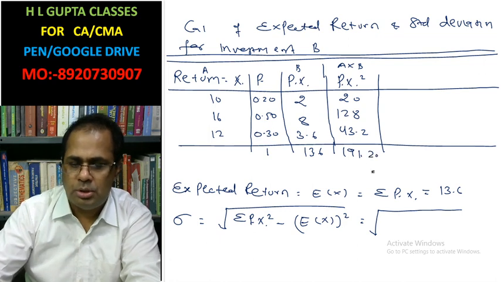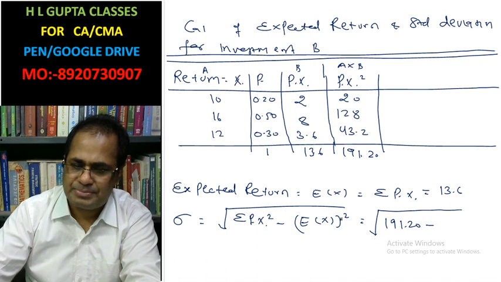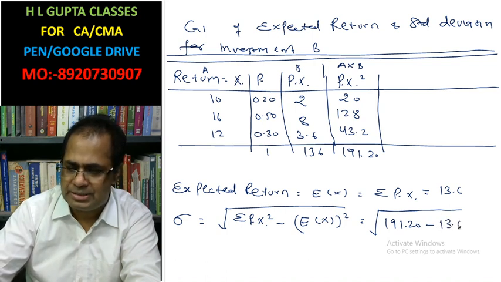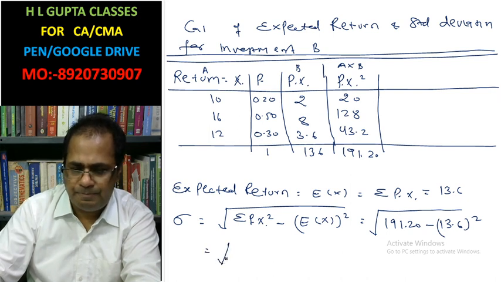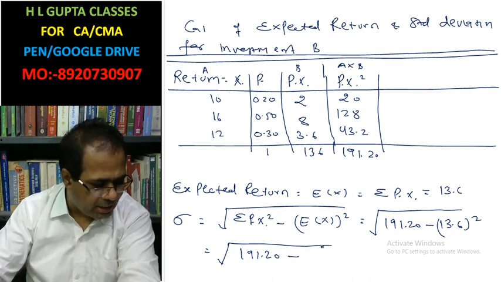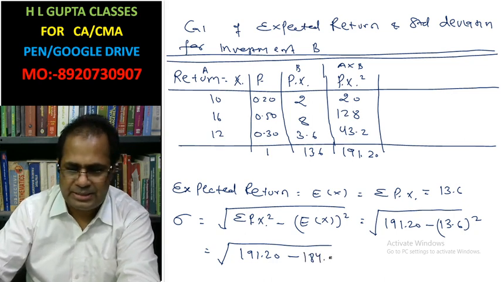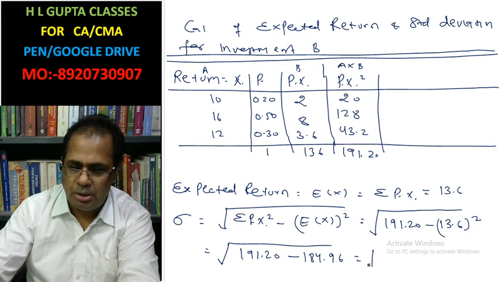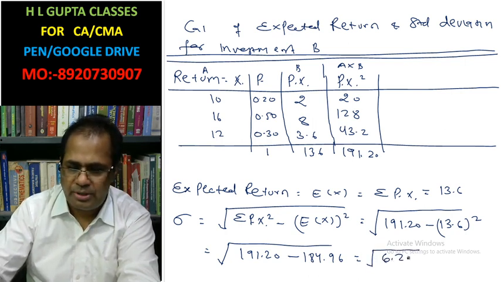After adding this, you will get 191.20. Here, 191.20 minus expected X, 13.6, whole square. So this is 191.20 minus 13.6 whole square. The 13.6 whole square becomes 184.96. Ultimately this comes to 6.24.